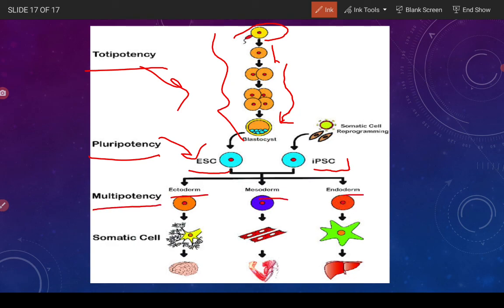The multipotent stem cells are these ectodermal cells. They could give rise to neurons and the brain and skin, etc. Mesodermal cells are also multipotent stem cells that can give rise to muscles. Endodermal cells could give rise to gut and liver, etc.